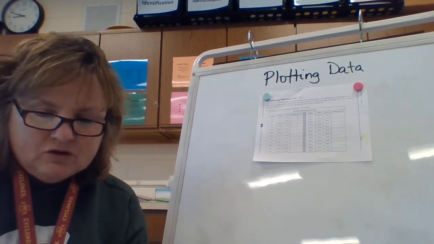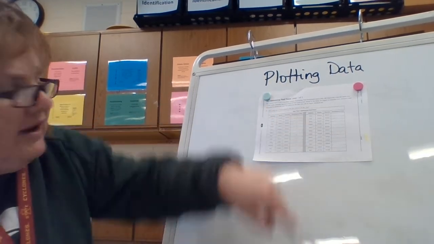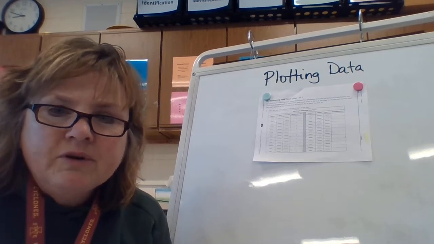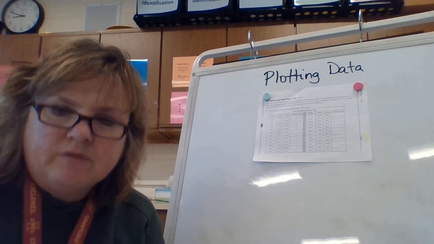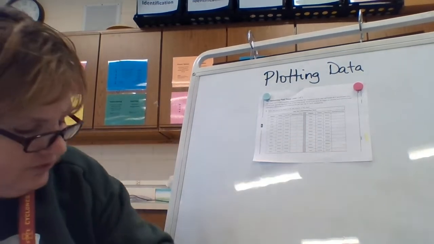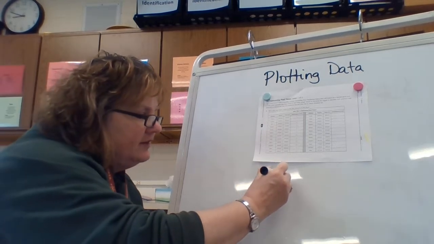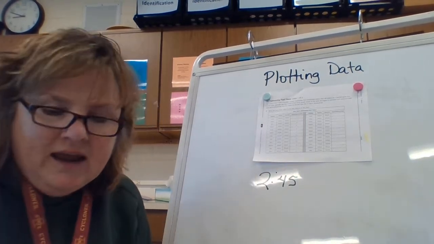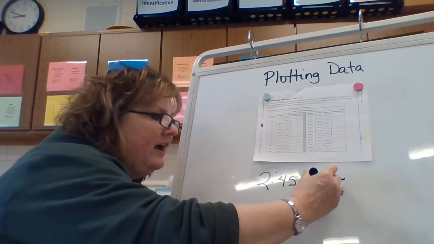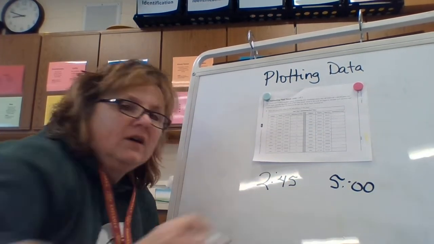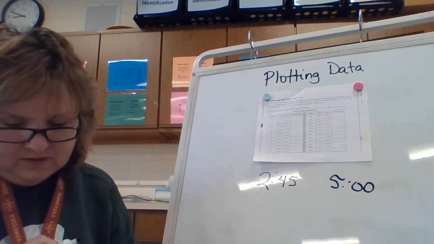So if you would please look at the right column and come down and find Heather. What we're trying to figure out is how long Heather was in the swimming pool. Now, if you will see, it says Heather started at 2:45. So I'm going to write 2:45. And it says that she got out of the pool at 5 o'clock. Well, now how am I going to figure out how much time that is that she was in the pool?